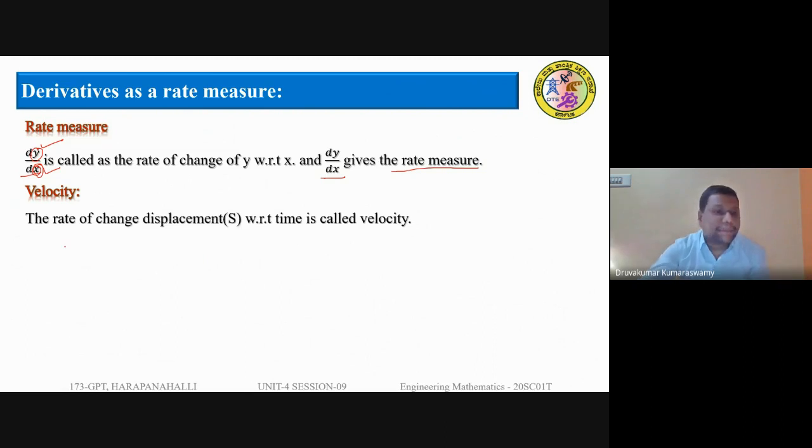Then how do we write velocity? What do you know about velocity? The rate of change of displacement is called velocity. Generally, we write velocity equals displacement by time. That is the formula you know: velocity is equal to displacement divided by time.